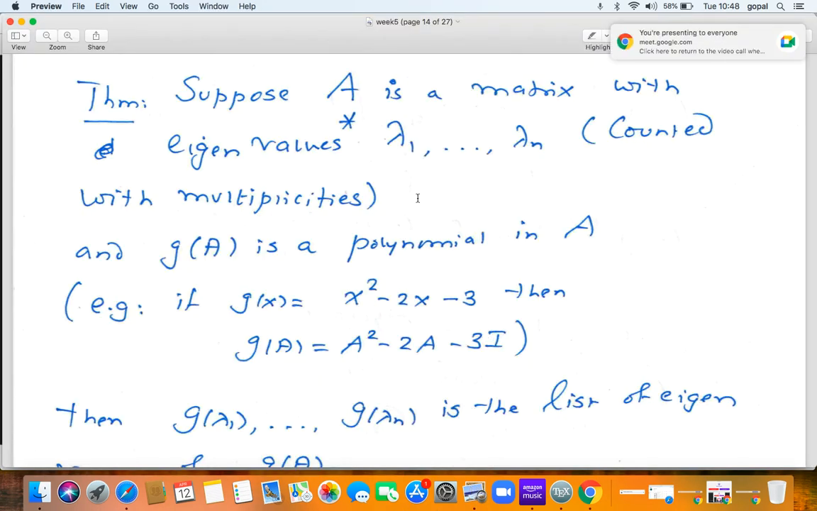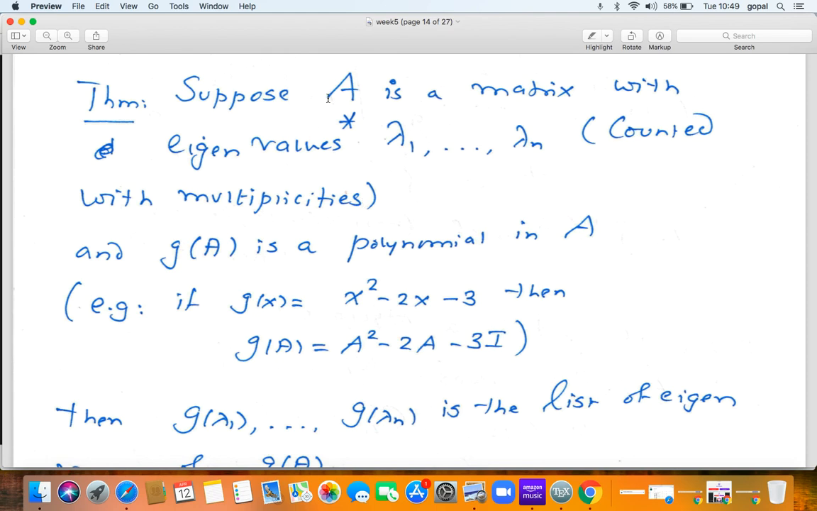Now suppose A is a matrix with eigenvalues lambda 1, lambda 2, ..., lambda n. The eigenvalues are the roots of the characteristic equation, and the roots may be repeated. The characteristic equation could be (x minus 1) cubed times (x plus 2) squared, in which case you should write the eigenvalues as 1, 1, 1, minus 2, minus 2. That's what counted with multiplicities means.